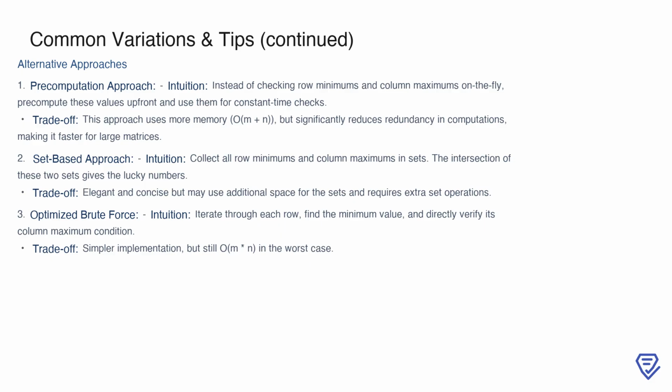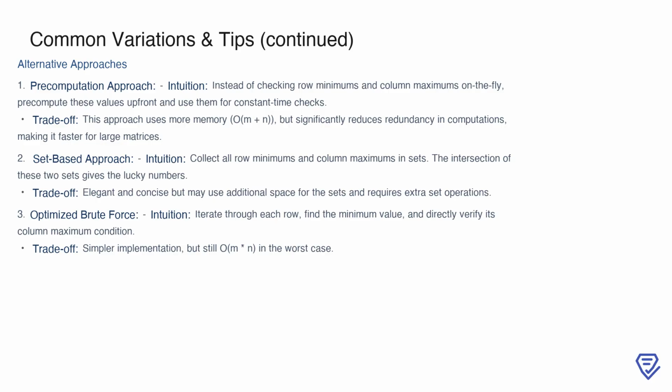Now, let's look at some alternative approaches to solving the problem. One effective method involves pre-computation. Instead of checking row minimums and column maximums repeatedly during traversal, you can pre-compute these values upfront. This reduces computational redundancy and speeds up the process, though it requires additional memory for storing the pre-computed values.